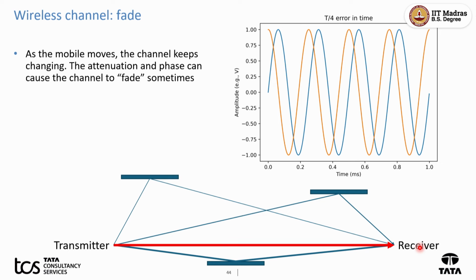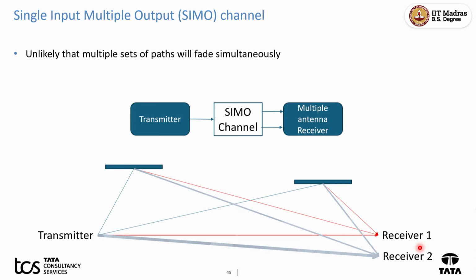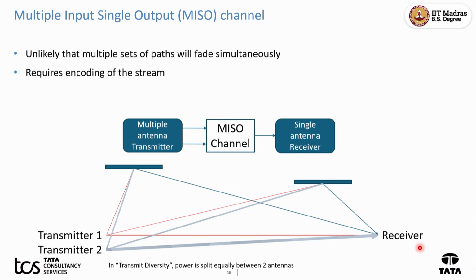I do not want to get into this detail, I only want to motivate one thing. One way of overcoming that fade is having two receivers, slightly different. The distance depends on the wavelength of the carrier. In that case, both will not fade together. If one of them is destructively adding up, interfering, the hope is the other is not doing so at exactly the same time. So, this is one way to do it. The other way is to have two transmitters and only one receiver. Again, here you need some encoding of the stream.